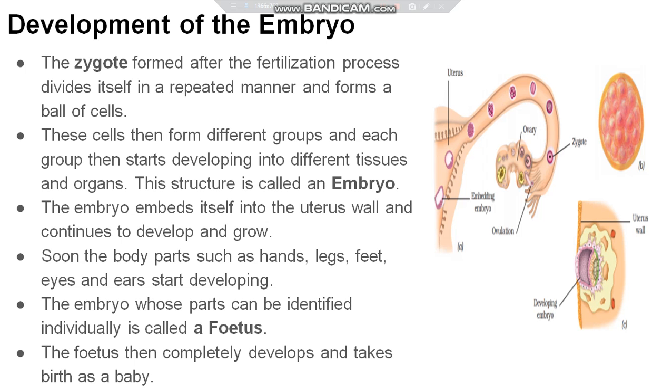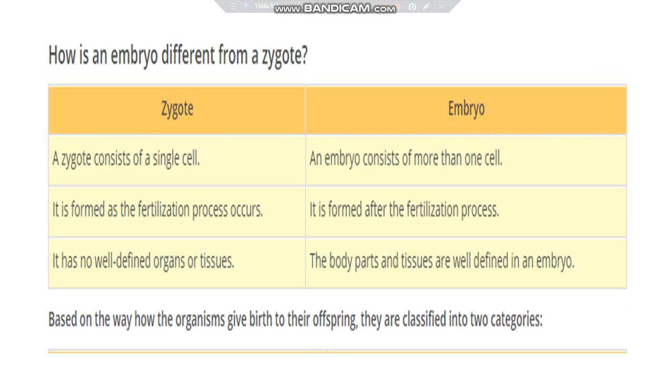The embryo embeds itself into the uterus wall and continues to develop and grow. Soon the body parts such as hands, legs, feet, eyes and ears start developing. The embryo, whose parts can be identified individually, is called a fetus. The fetus then completely develops and takes birth as a baby.